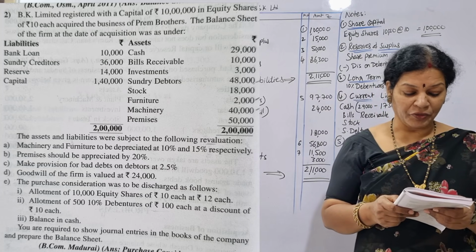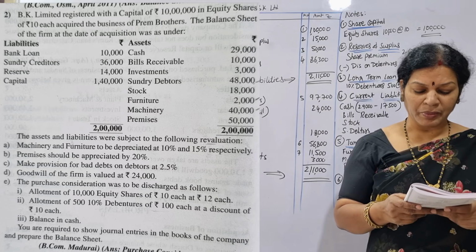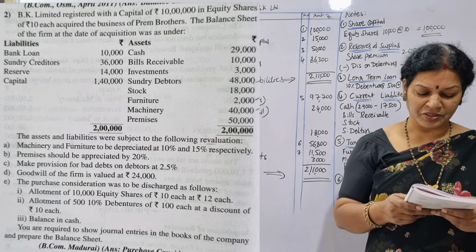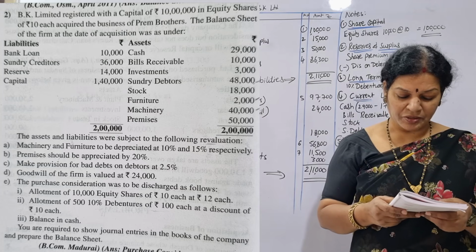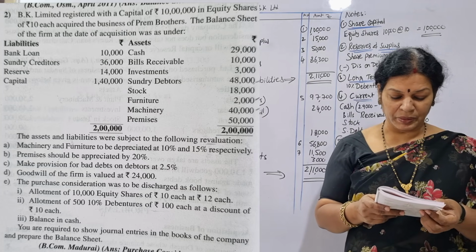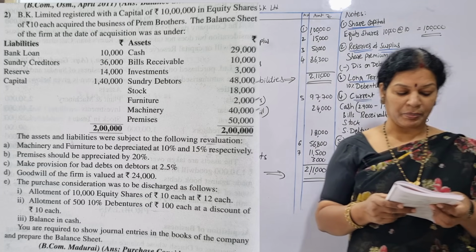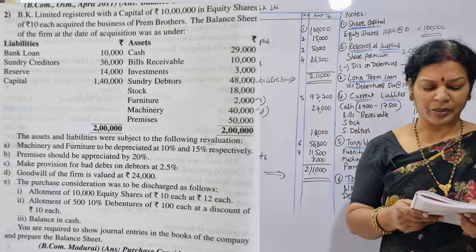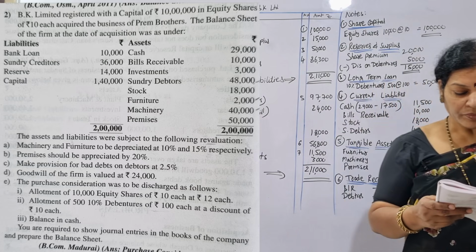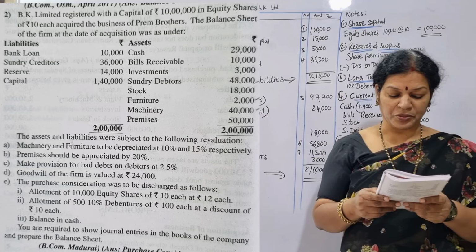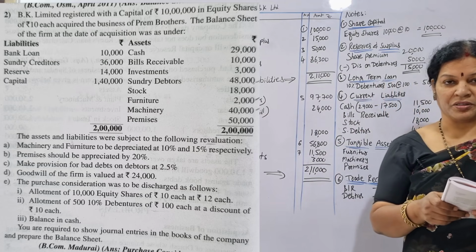The balance sheet of the firm at the date of acquisition was as under. If you see the balance sheet, you can find on the asset side cash, bills receivable, investments, debtors, stock, furniture, machinery and premises. On the liability side, bank loan, creditors, reserve, capital. Outsiders' loans are bank loan and sundry creditors. Now coming to the adjustments, the assets and liabilities were subject to the following revaluation.